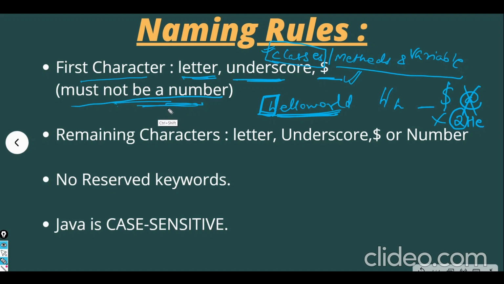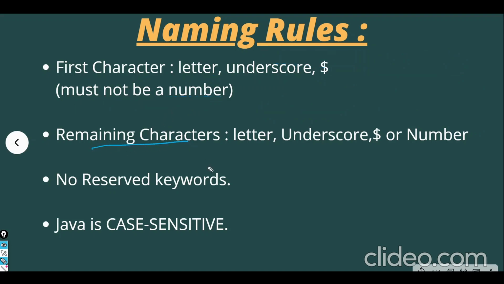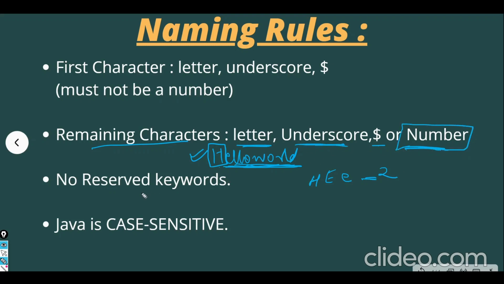Now the remaining characters, after this first character. The later ones can be a letter, underscore, dollar, or a number. So over here we can have letters like capital H, capital E, or small e, or underscore, or numbers, but not any special characters. So we just got one addition, numbers, but at the start we cannot have numbers.